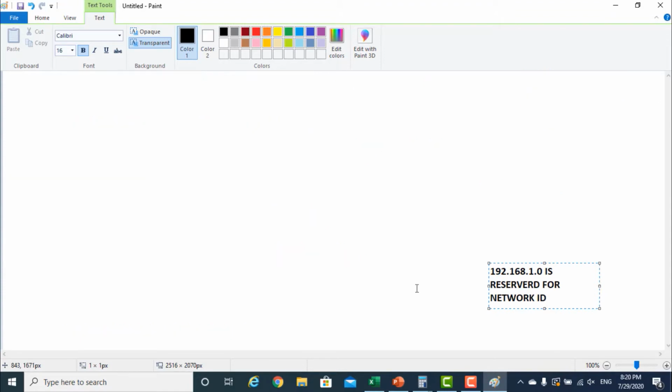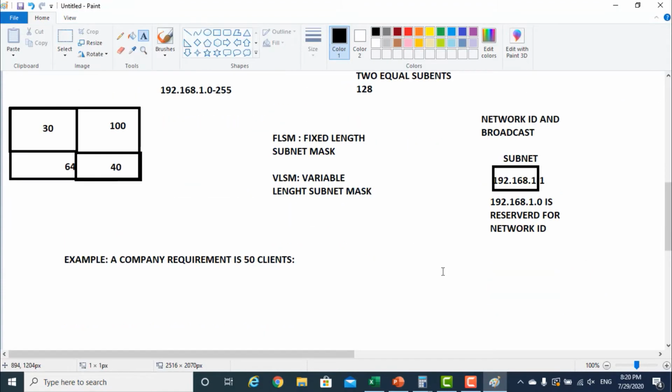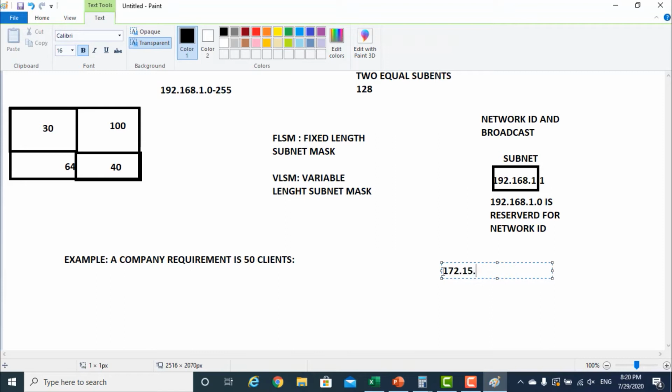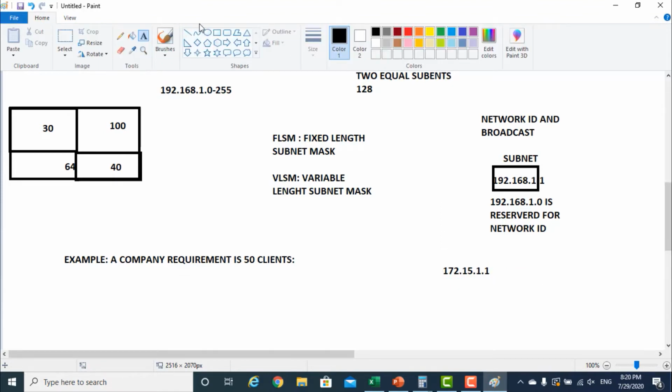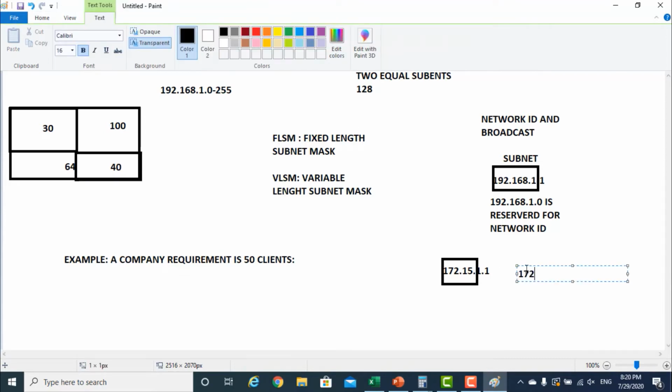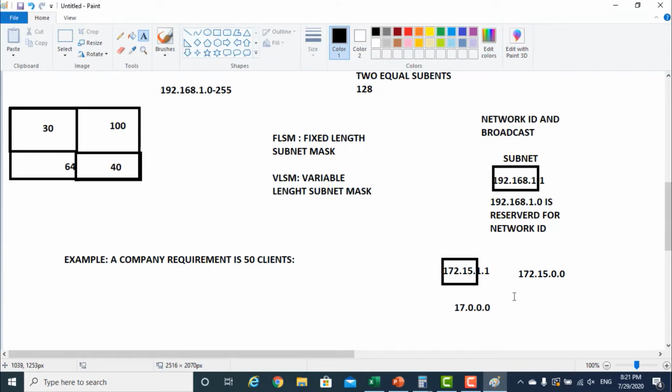For example, if I give you another example like this, 172.15.1.1. This is obviously the IP address of a host in a network where the first 2 portions, because it's class B, are the network portion. So what will be the network ID of this network? 172.15.0.0. So for class A, what will be the network ID? For example, if your first octet is 17, then 17.0.0.0 is your network ID. This IP is actually not assignable to the clients.